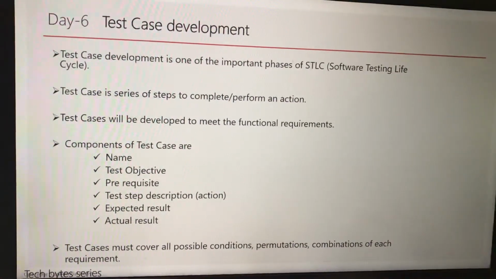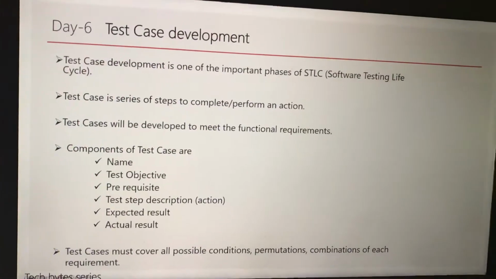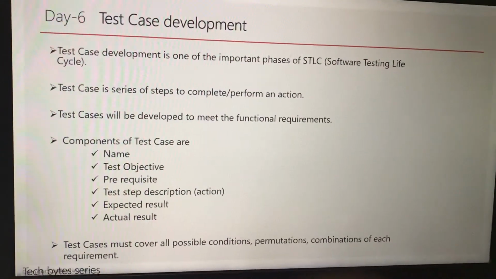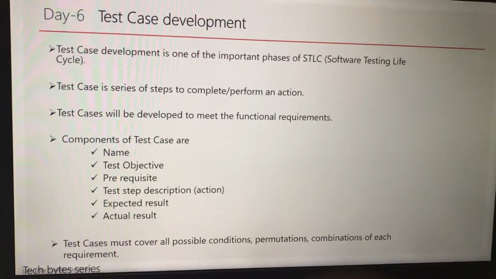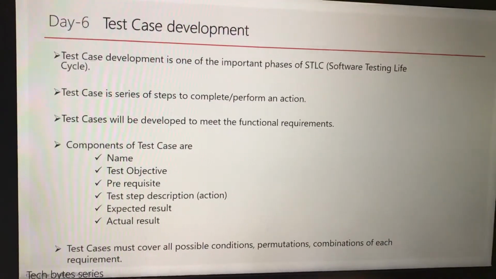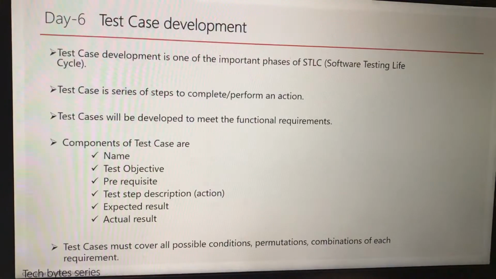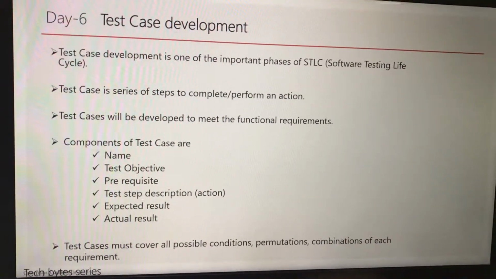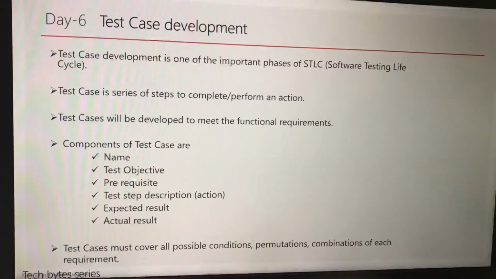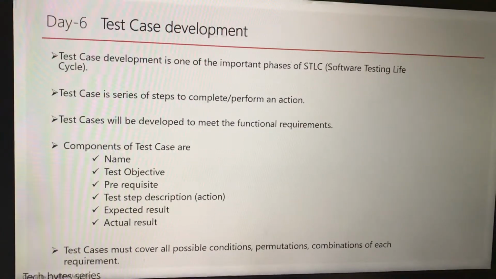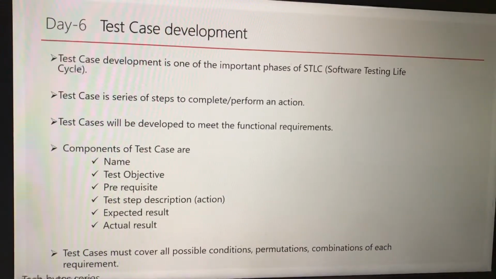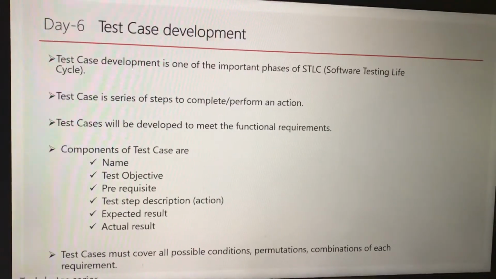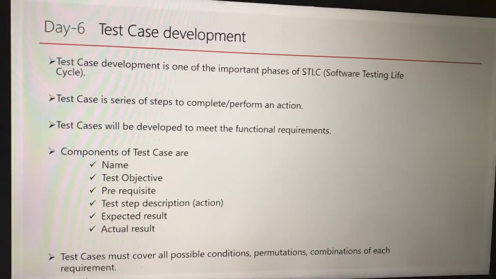So test cases must cover all possible conditions, permutations and combinations of each requirement. Let us say a requirement talks about a particular condition or a particular functionality. We need to derive all the different combinations or permutations of the functionality that are expected out of that particular requirement. Those conditions have to be identified and documented in the form of test cases.